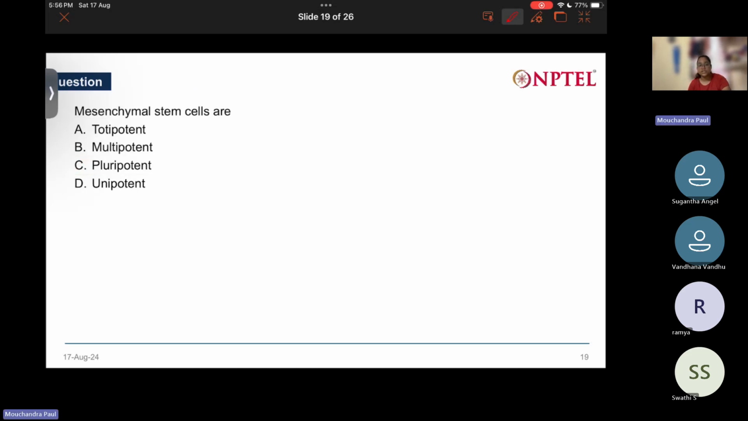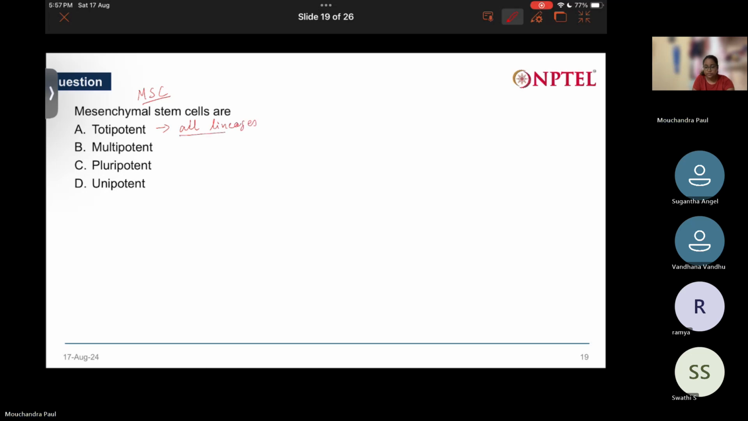Then another question is this: mesenchymal stem cells are what? Are they totipotent, multipotent, pluripotent, or unipotent? Mesenchymal stem cells, also called MSCs. So what is totipotent? Totipotent refers to a cell type which can differentiate along all lineages.